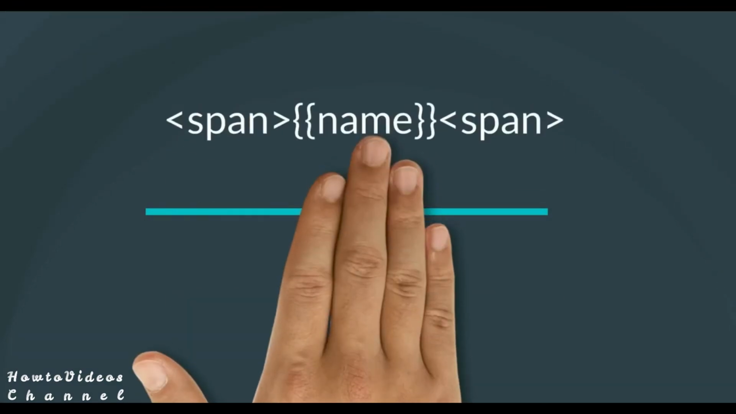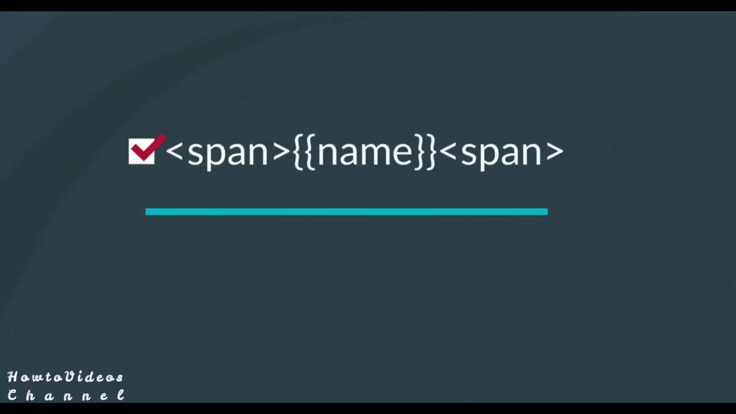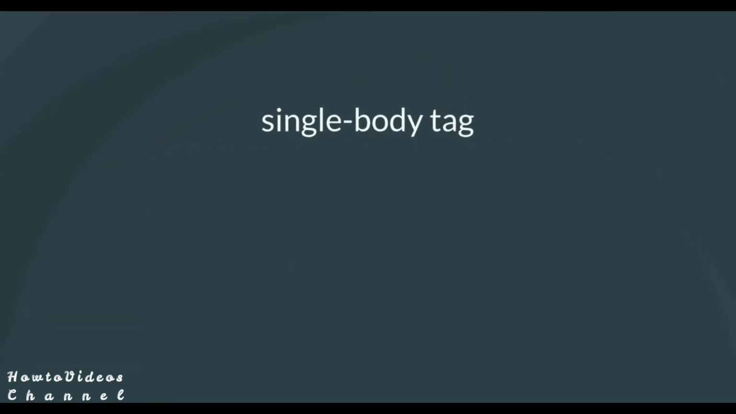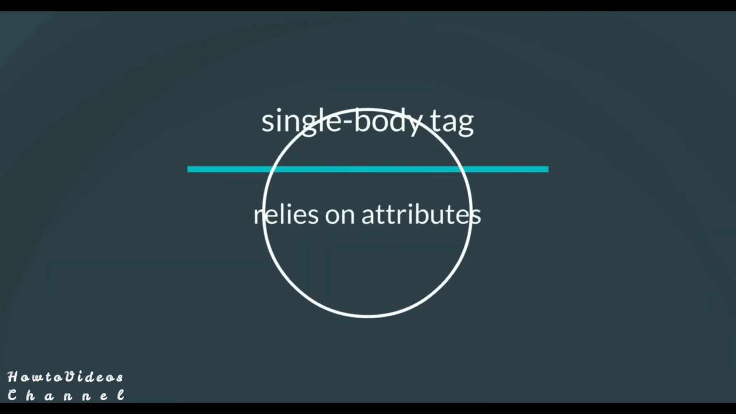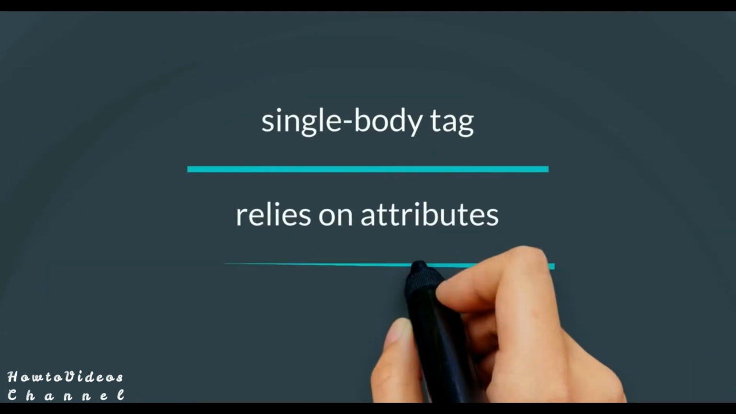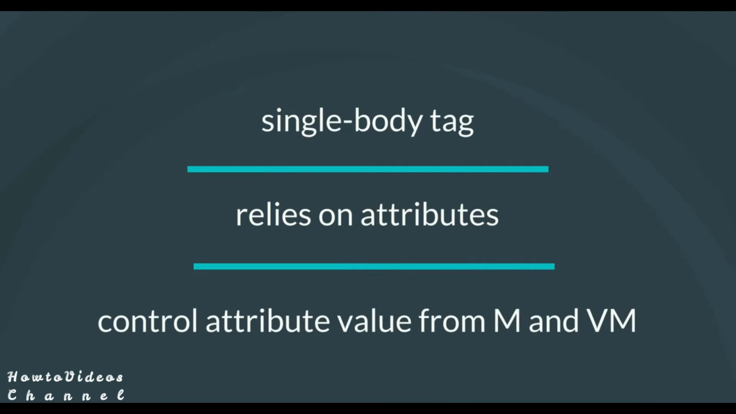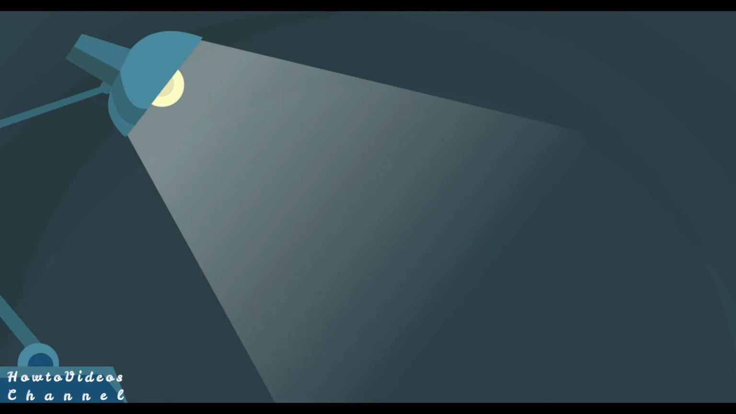We have successfully inserted value into a span tag. What if we are dealing with an IMG or image tag? The IMG tag is a single body tag that relies on its attributes to work. So, how do we control attribute values from model and VM? Controlling attribute values is something we will be doing very often. Therefore, Vue has developed a directive just for handling this matter.